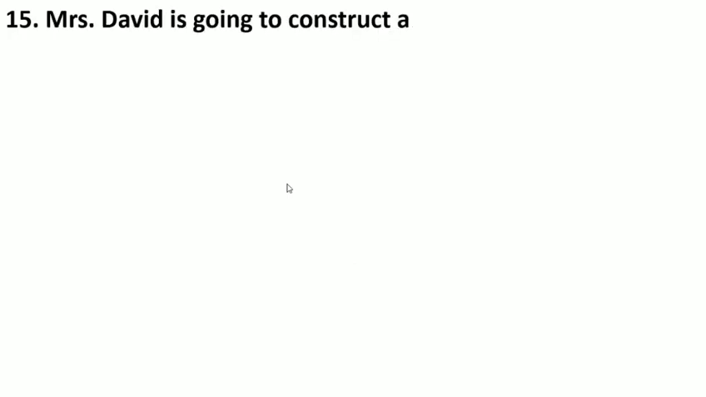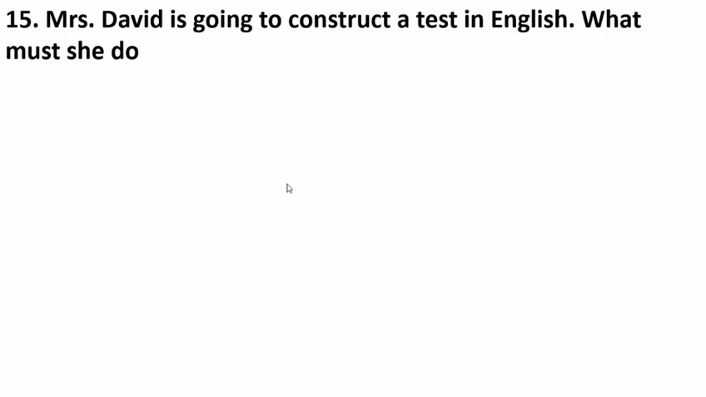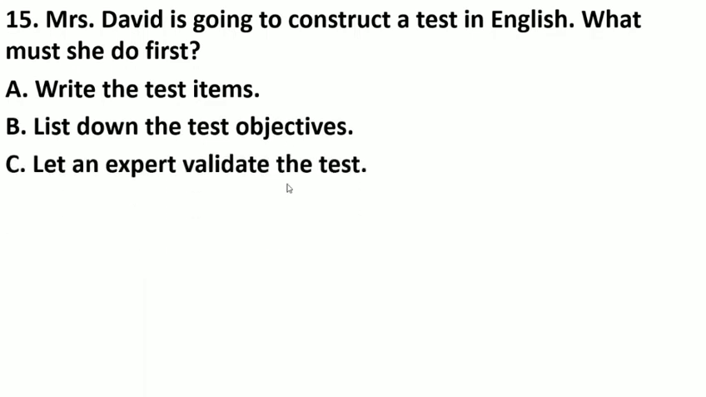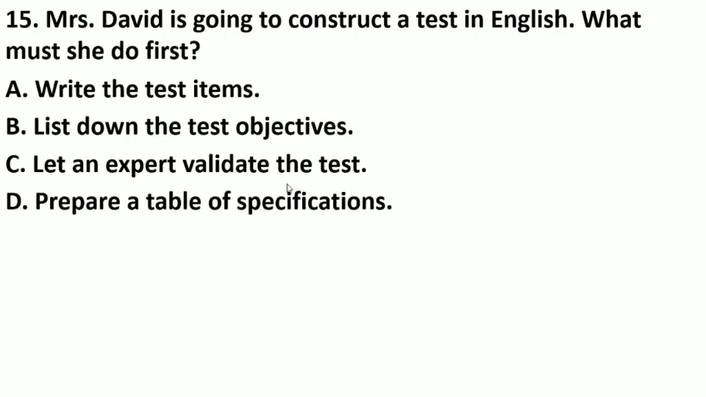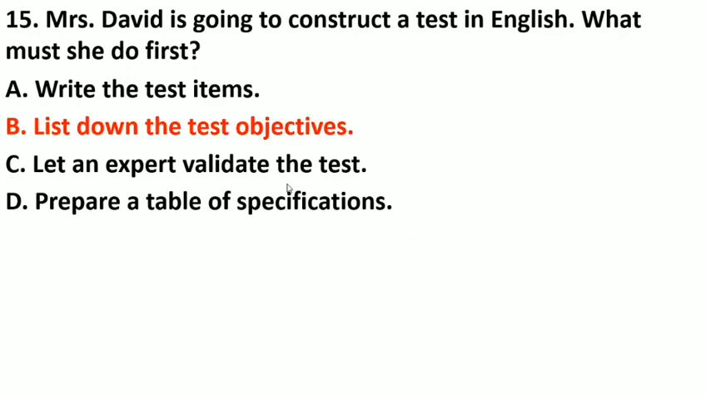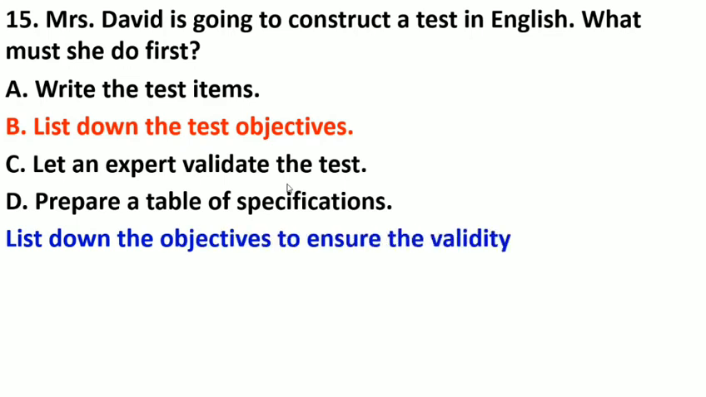Mrs. David is going to construct a test in English. What must she do first? A. Write test items. B. List down the test objectives. C. Let an expert validate the test. And D. Prepare a table of specifications. The correct answer here is option B. List down the test objectives. List down the objectives to ensure validity of the test.